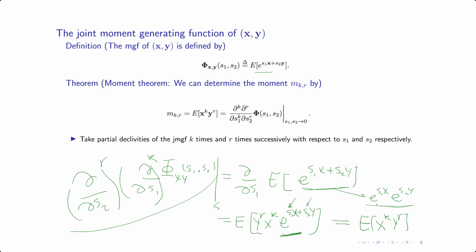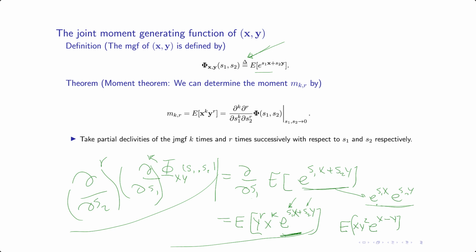This is if you replace s1 and s2 by 0. If you don't, then this is still correct. You could, for example, replace s1 by 1 and s2 by minus 1, and you get another moment. If I ask you to calculate the mean of x·y squared times e to the power of x minus y, you take a one-time derivative with respect to s1, a two-times derivative with respect to s2, and then replace s1 by 1 and s2 by minus 1.